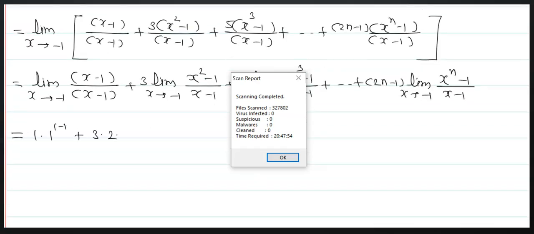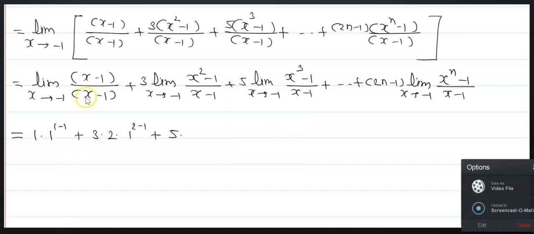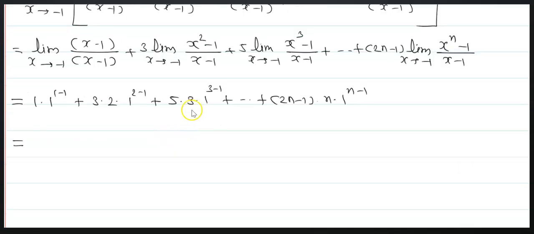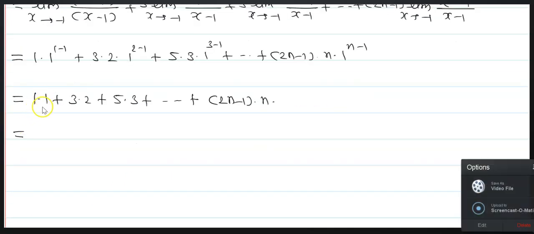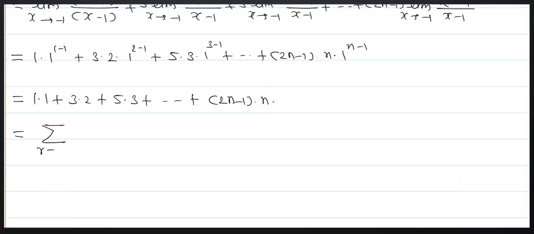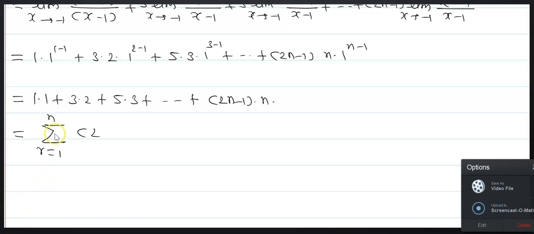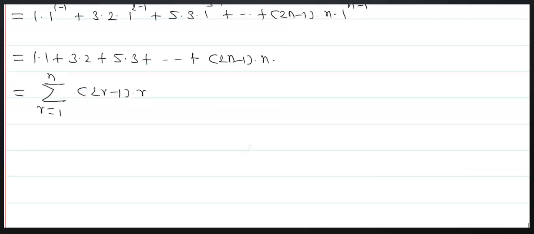Therefore, this is 1 raised to 1 minus 1, 3 into 2 times 1 raised to 2 minus 1, plus 5 into 3 times 1 raised to 3 minus 1, plus (2n minus 1) into n times 1 raised to n minus 1. Therefore, 1 into 1 is 1, 3 into 2, 5 into 3, plus (2n minus 1) into n. And this is nothing but the summation r equals 1 to n: first 1, 3, 5, and next 1, 2, 3. Therefore overall, summation r equals 1 to n of (2r minus 1) into r.